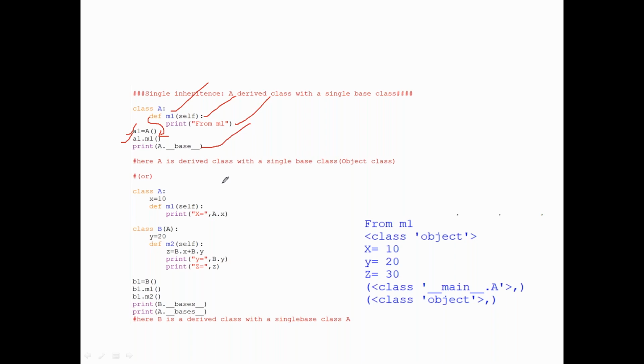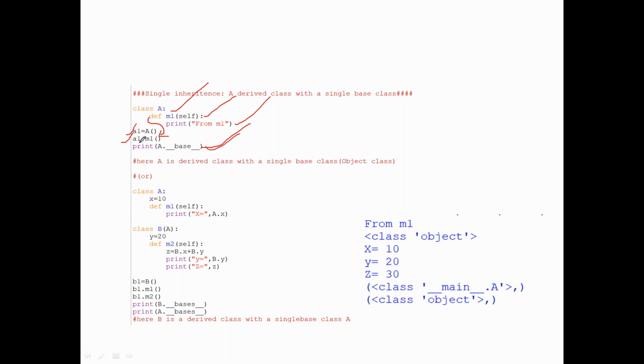Are you getting my point? The mother class doesn't have any base. Mother class has a base of object only, but the child class has the base of mother. Now this I'm going to print.